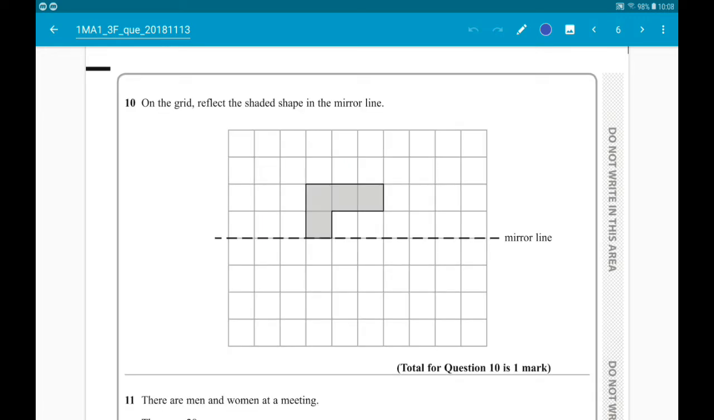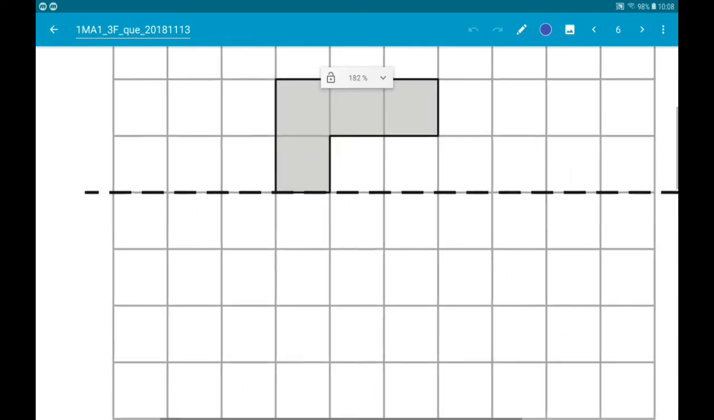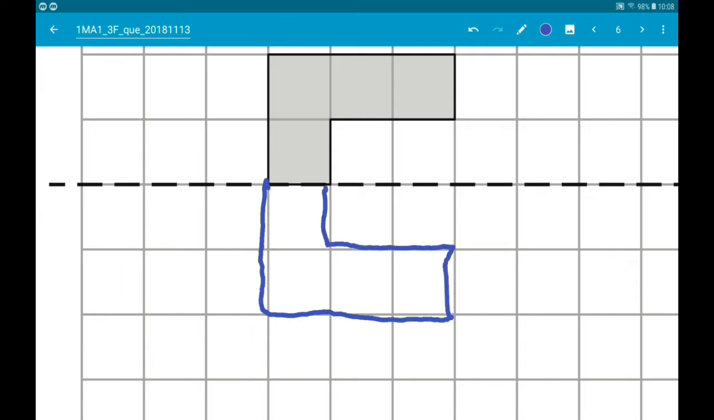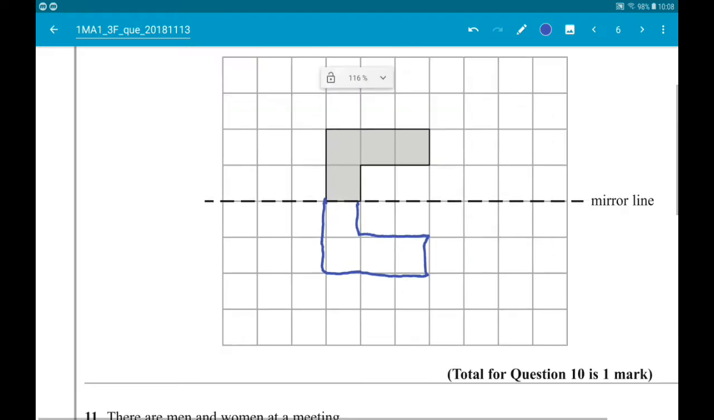Okay, then number 10. So we have this L shape on the grid. On the grid, reflect the shaded shape in the mirror line. Okay, so the shape is set on the mirror line. So it's just going to be like that. For the real thing, use a ruler, but there you go, that's how it looks.